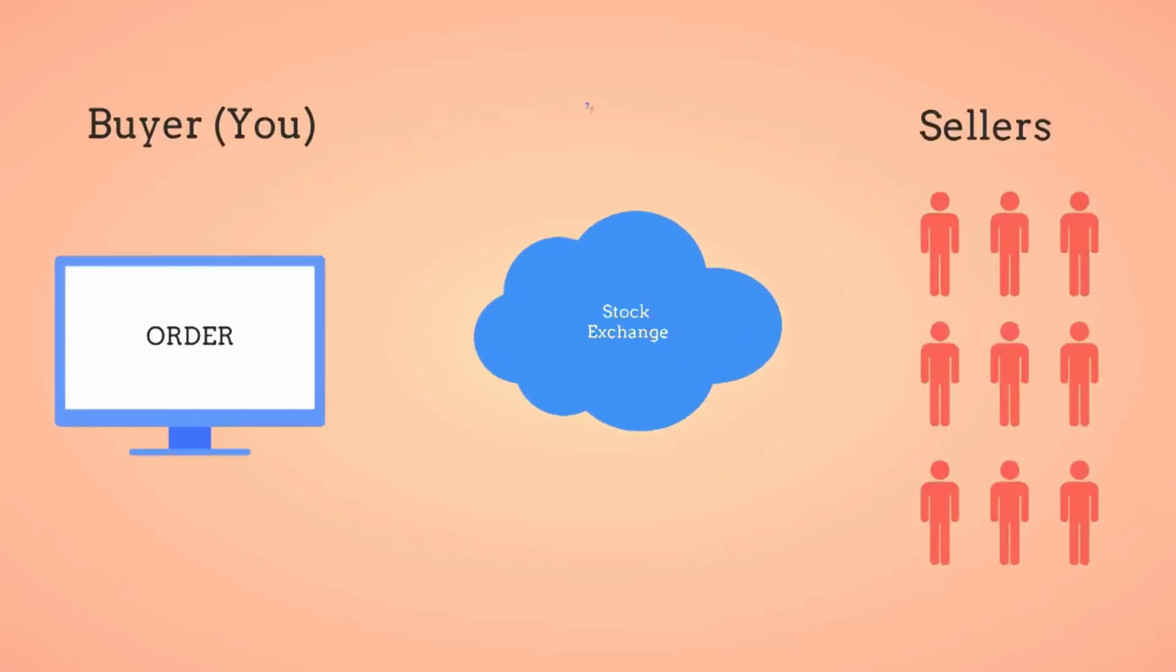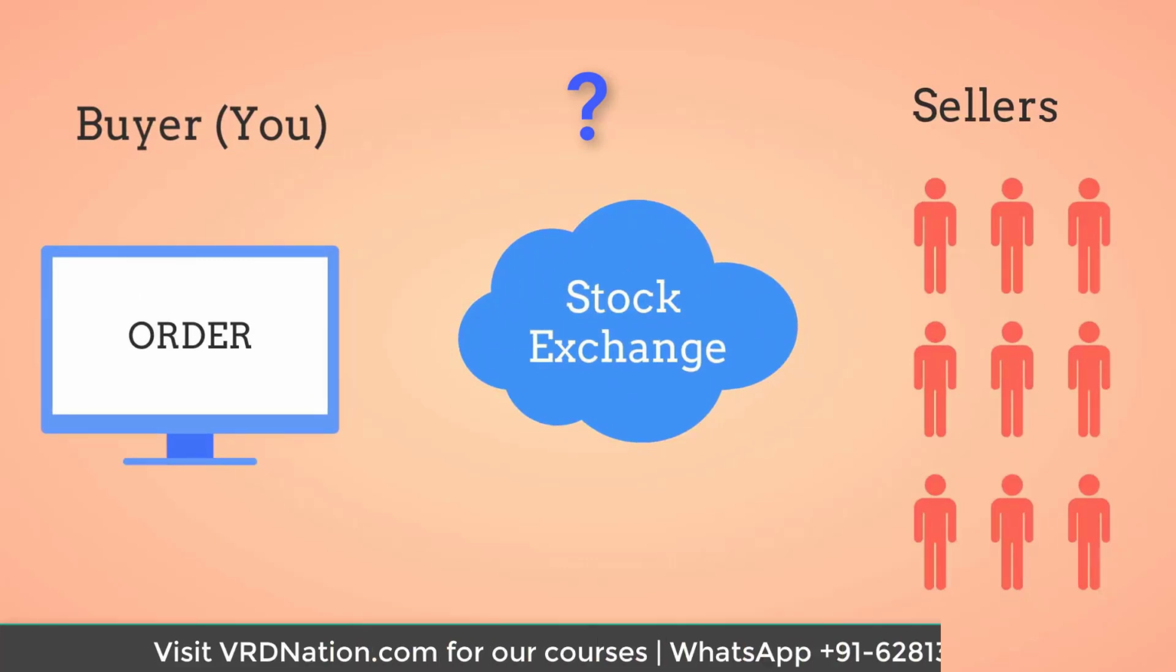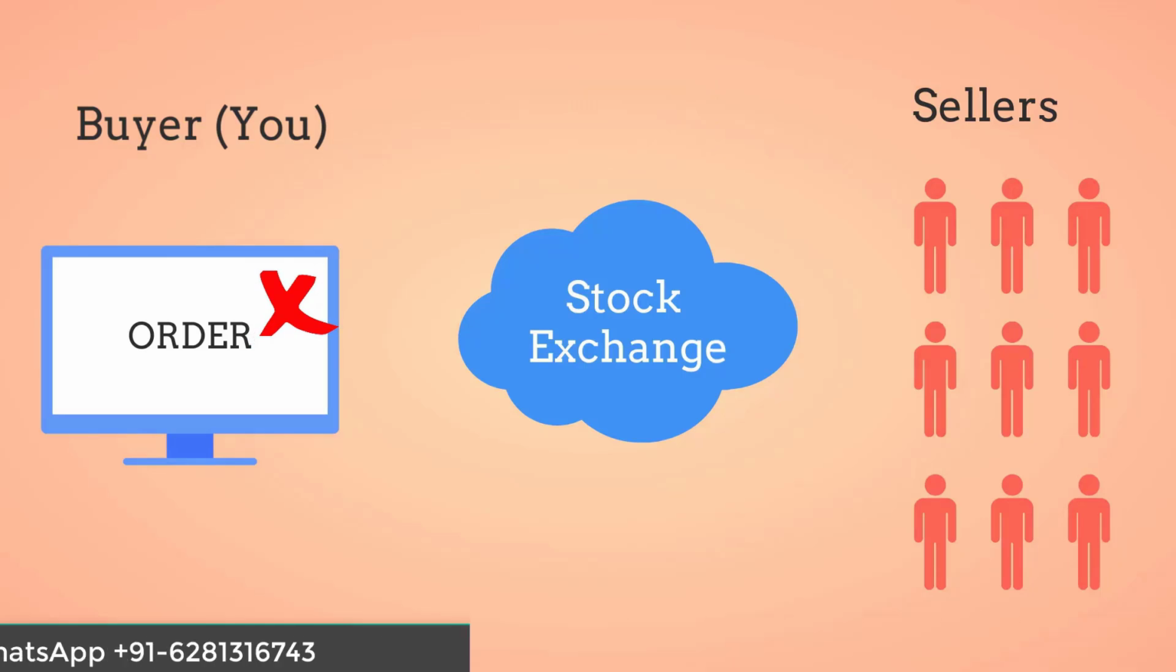Now there is one more question that people ask about limit orders: if I place an order and it doesn't get executed, what happens to it? Does it stay there and keep trying the next day, or what exactly happens? The way things work is that if your order doesn't get executed all day long, it will automatically get cancelled by the end of the day. So the next day, if you still want to buy, you have to place the order again.